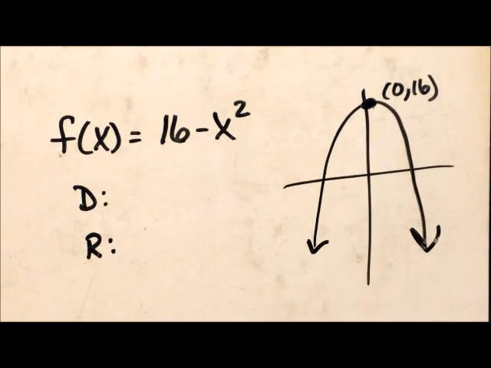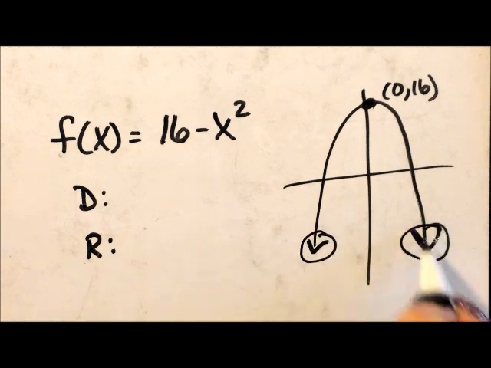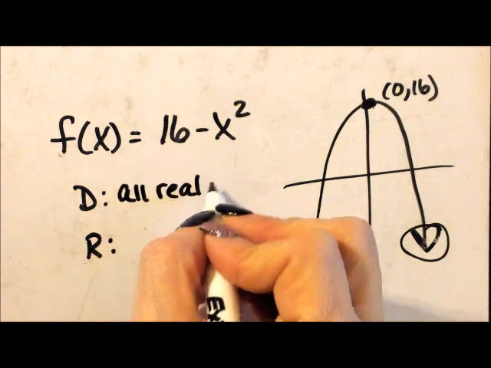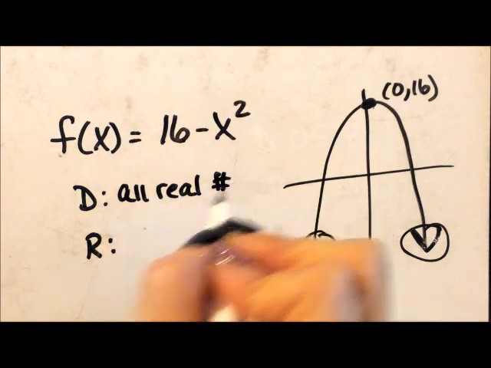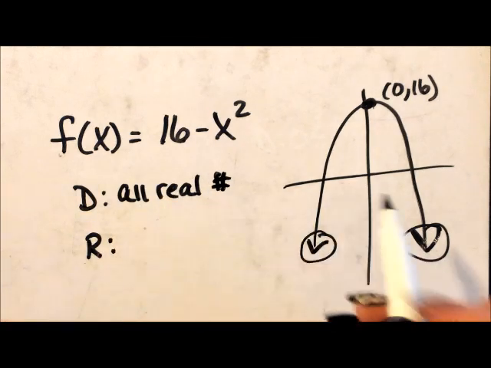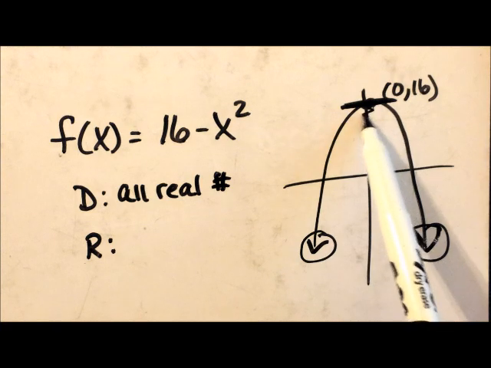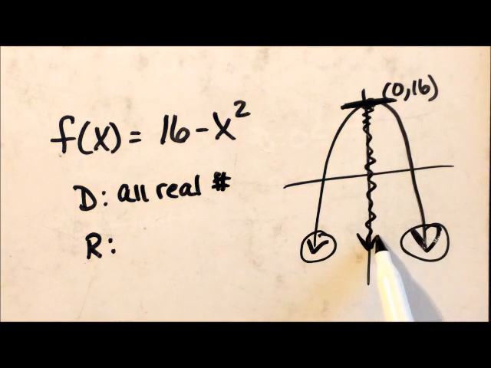So if I want to figure out, oh, what's the domain? Well, you know what? These arrows are dead giveaways. There's no boundaries, so it's all real numbers for the domain. Okay? But the range, if I look, it has a ceiling up here that it hits, and then after that it just goes down forever.